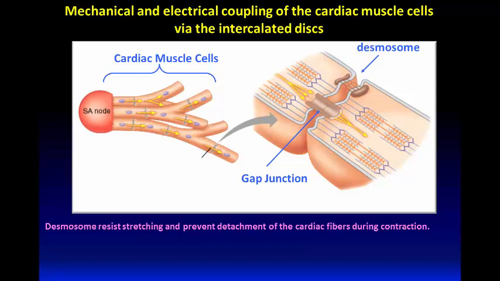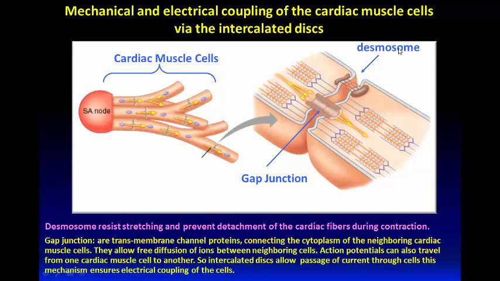In the intercalated discs, we also have gap junctions, and it is these gap junctions which provide electrical coupling of the cardiac muscle cells. So the gap junctions are transmembrane channel proteins connecting the cytoplasm of the neighboring cardiac muscle cells. They allow free diffusion of ions between the neighboring cardiac muscle cells, so the action potentials can also travel from one cardiac muscle cell to another cardiac muscle cell.